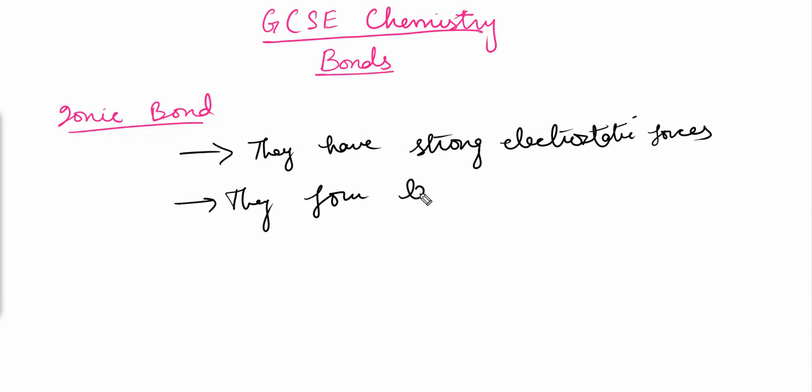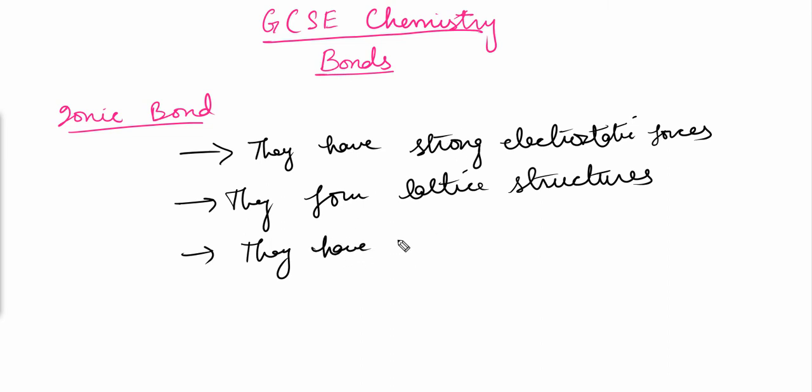lattice structures. Lattice structures have a fixed proportion and a fixed shape, they have high melting and boiling points, and it is very hard to break the lattice structure. Because ionic bonds are the strongest bonds, they form strong lattice structures. And usually they have high melting and boiling points, because the atoms in the ionic bonds are bonded by strong electrostatic forces. So they have high melting and boiling points.